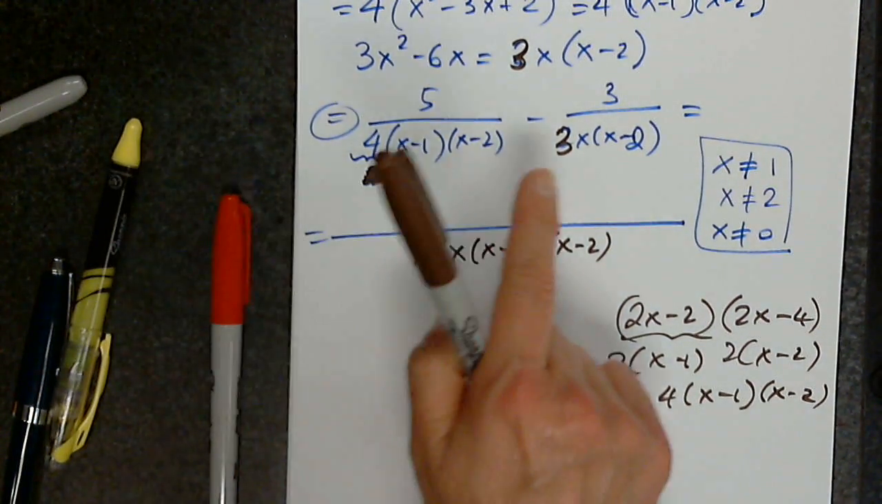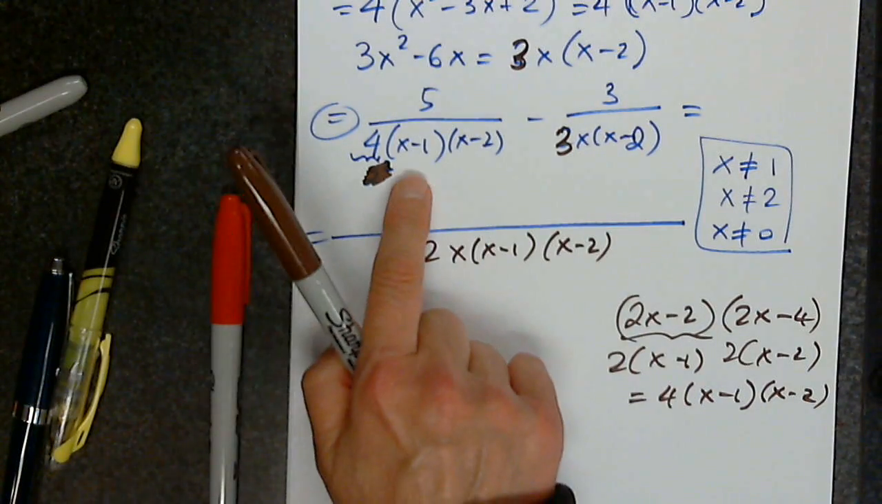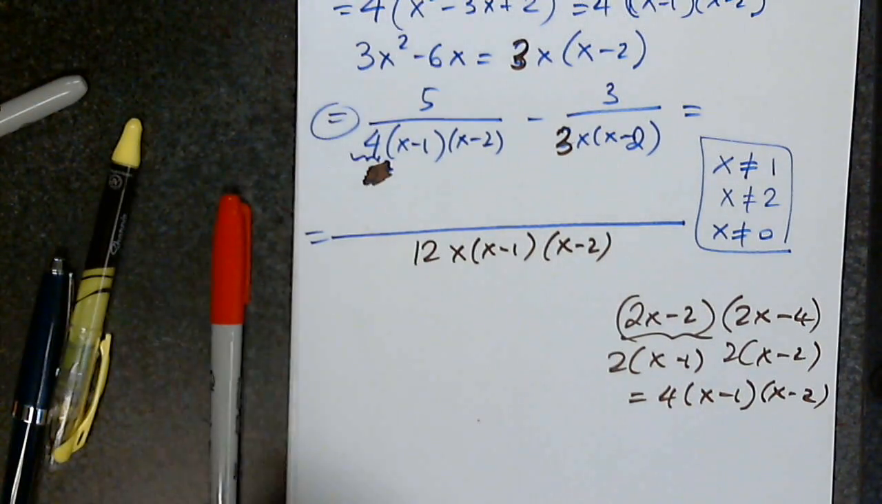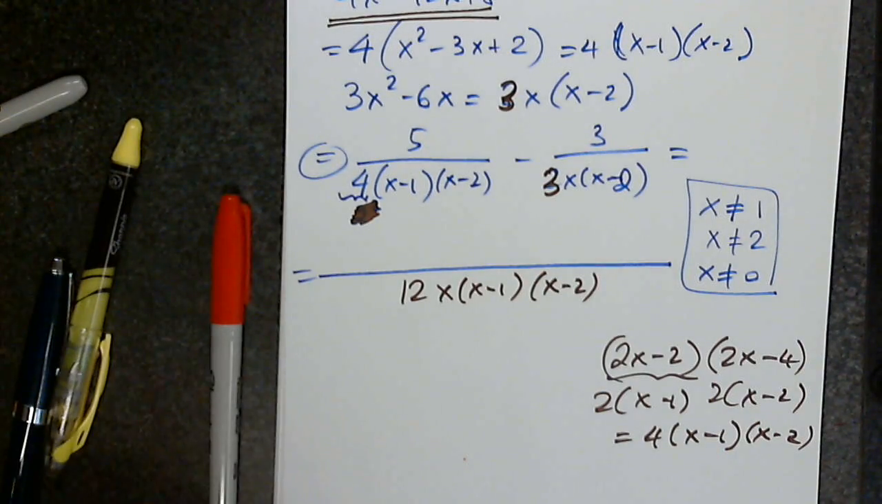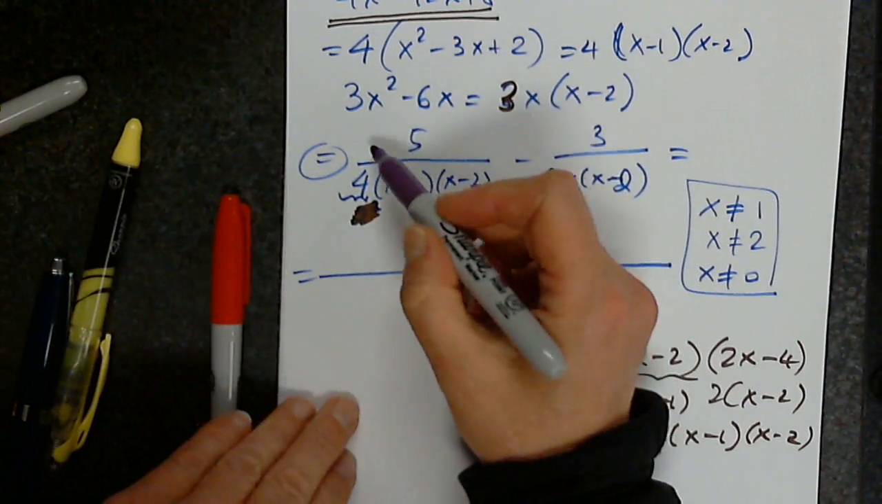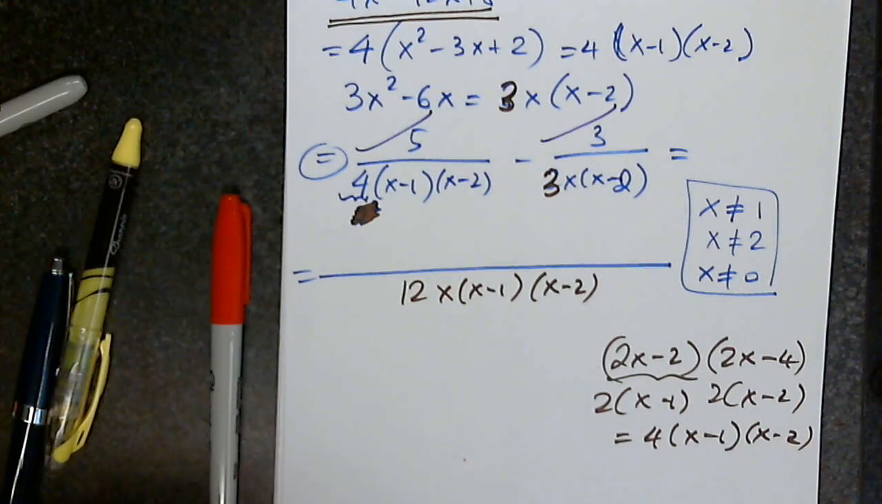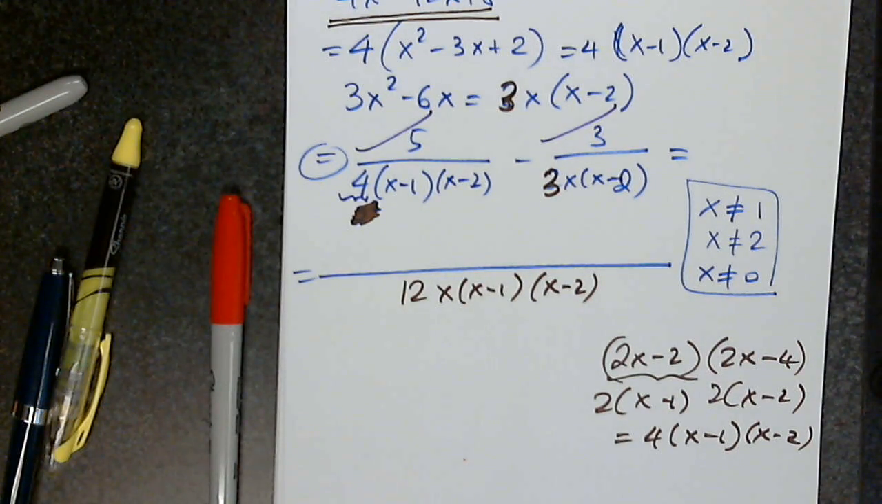So 4 is a factor, 3 is a factor, x is a factor, x minus 1 is a factor, and x minus 2 is a factor. Do we agree with the least common denominator? Okay, because if you don't get the correct least common denominator, you will never find the correct adjustments. So the tops of these two will be totally different.